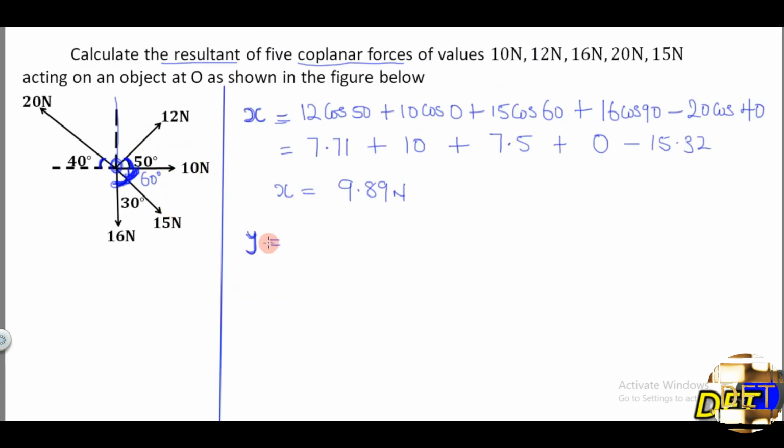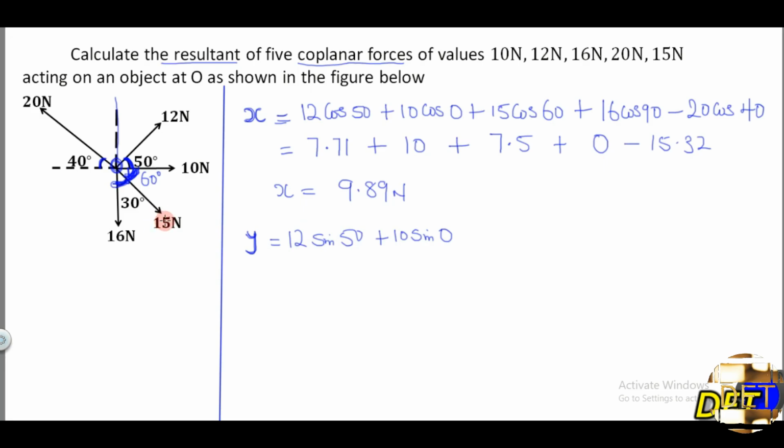So for the vertical component, the first force that I have here is 12 Newton. So that will be 12 sine 50, plus the next force, 10 Newton, plus 10 sine 0, because all the forces are supposed to act towards the horizontal. This is the horizontal itself, and so there is no angle at which this 10 Newton is acting.